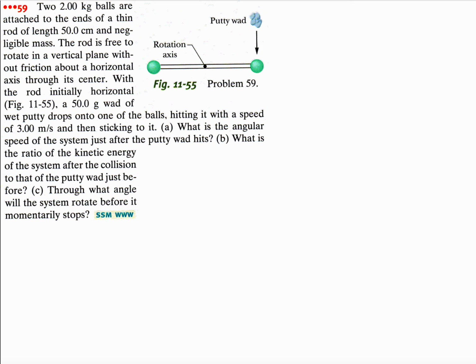Question number 59, we have the following. We've got an axle with two 2-kilogram balls hanging at each end. The rod is 50 centimeters long and of negligible mass. The rod is free to rotate in a vertical plane without friction above a horizontal axis.